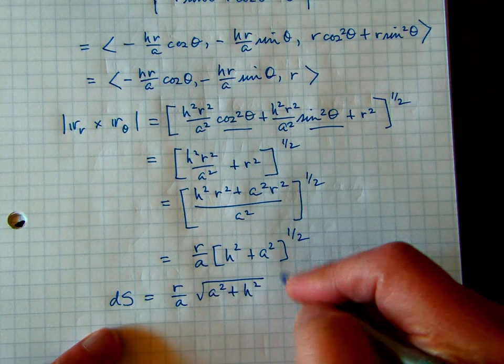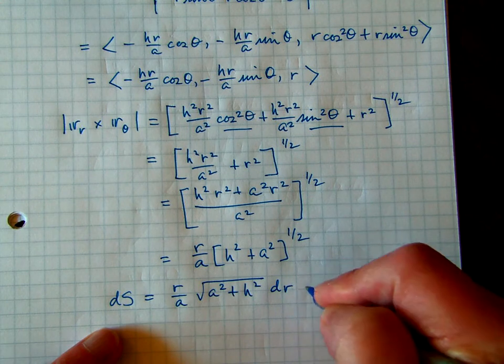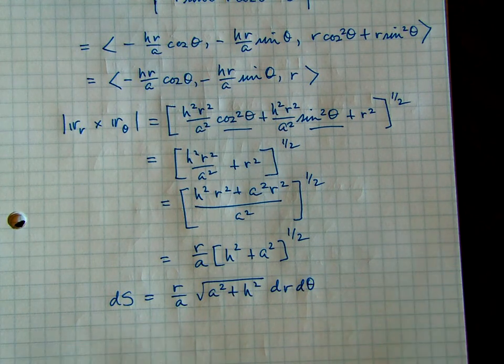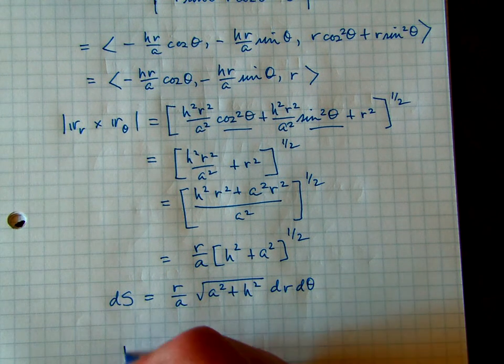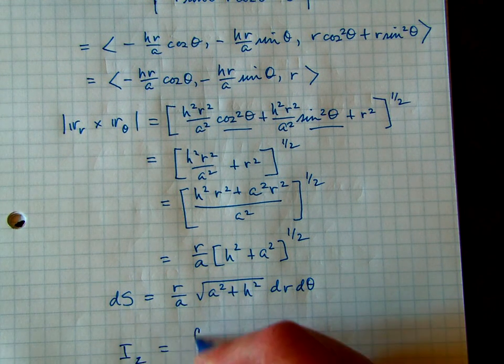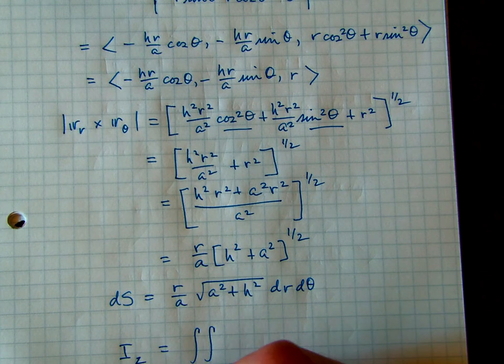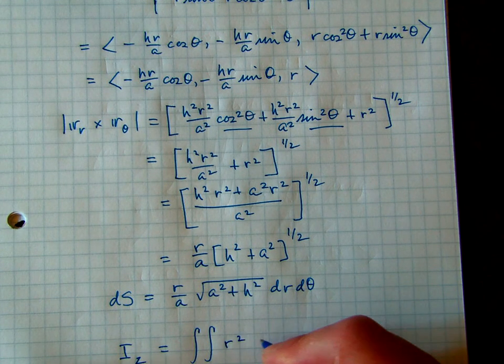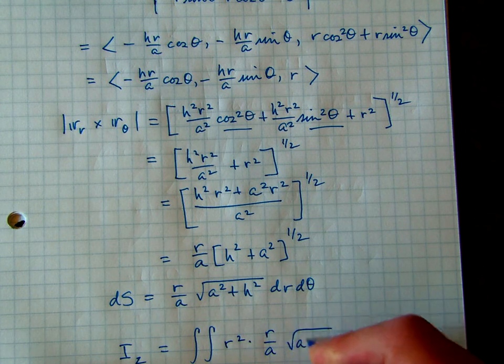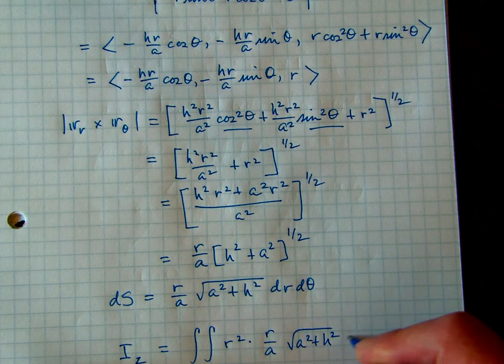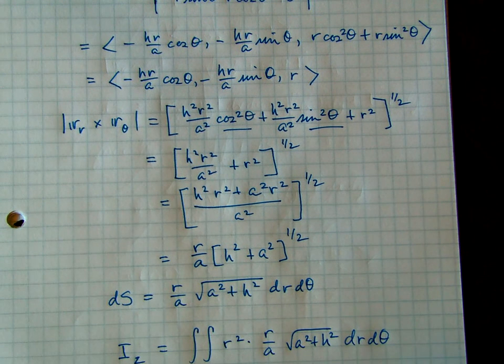And our differentials are dr and d theta. Now we can integrate anything we like over the surface of the cone by using this information. I'm going to post a couple of examples for you to fill in details. But for example, if you wanted I_z, you would just integrate over the cone using r squared times r over a times the square root of a squared plus h squared, dr d theta. And that would work it for you.